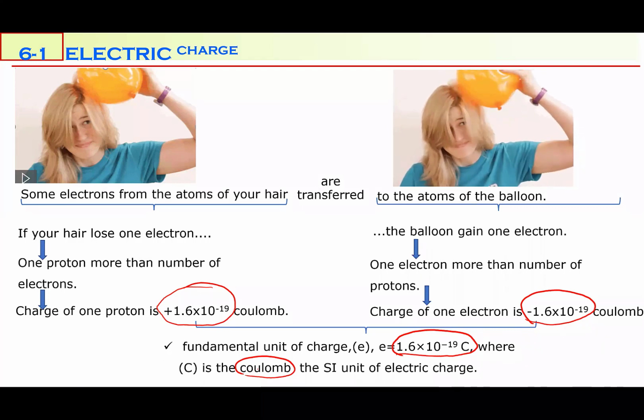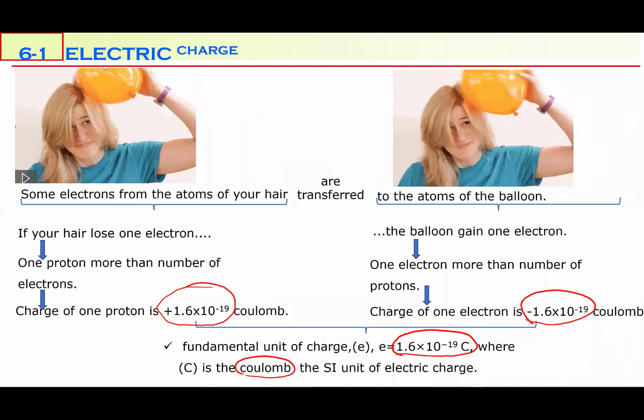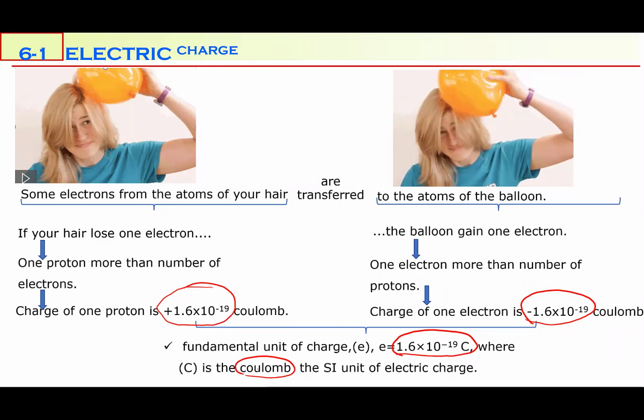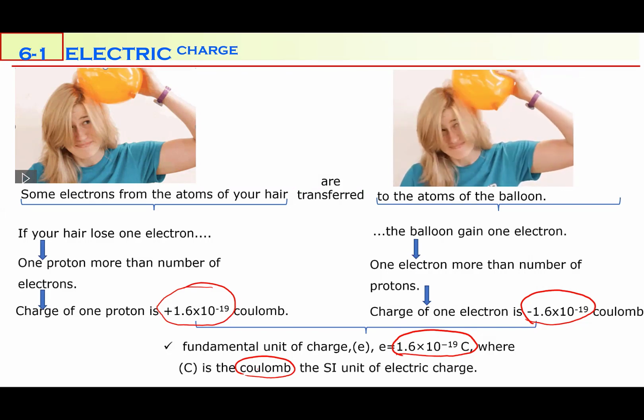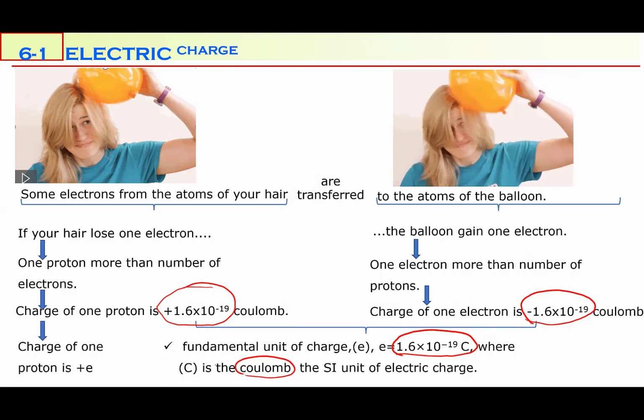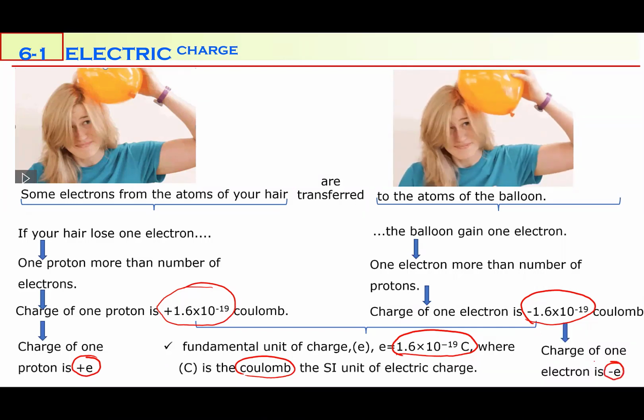And the elementary charge or fundamental unit of charge, which is the smallest charge in the universe, which is the charge of a proton, which is the charge of an electron, is 1.6 times 10 to the power of negative 19 coulomb. We are going to talk about this in chapter 8 as well. So the charge of a proton is represented by positive e because it is positively charged. The charge of an electron is represented by negative e because it's negatively charged.